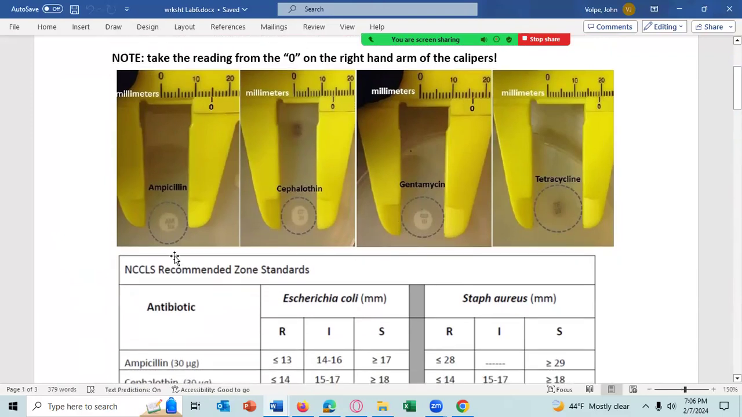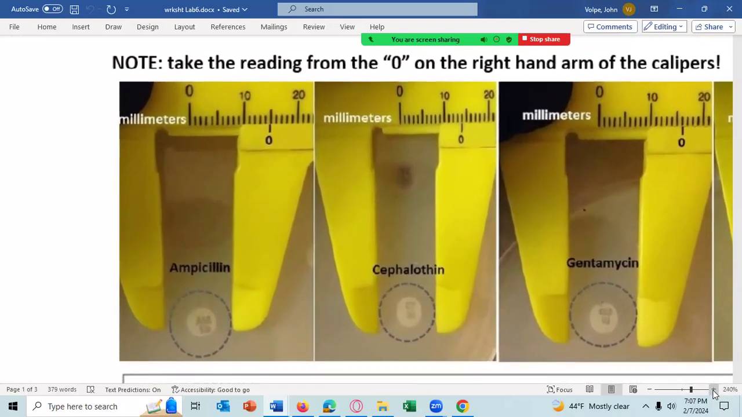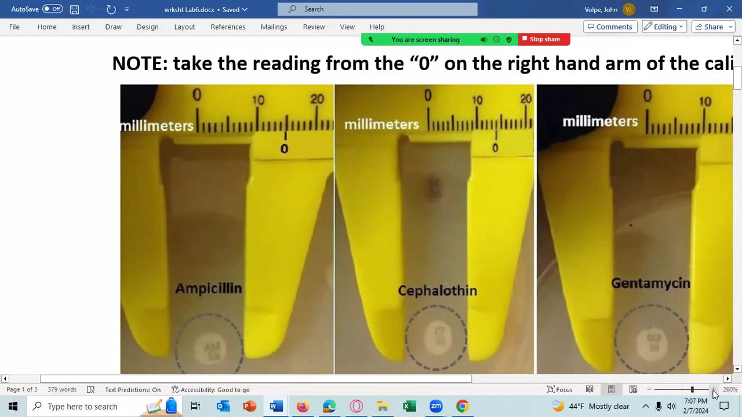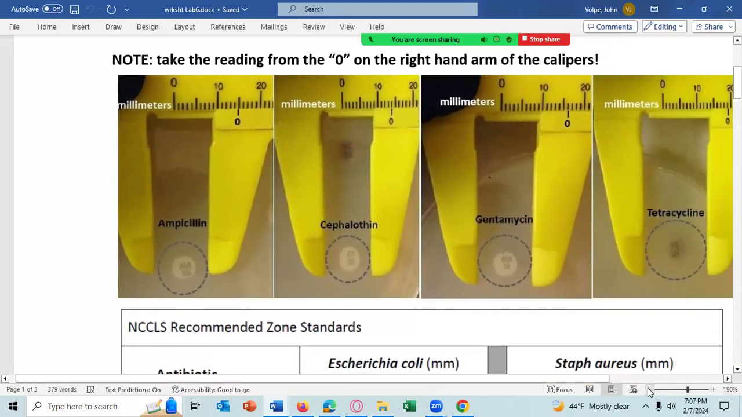So this is the antibiotic disc, and the antibiotic here is ampicillin. This is the size of the zone of inhibition. We're measuring the size of the zone of inhibition by calipers. How you use a caliper is you do not read from here to here, which would be about 9.5. Let me blow that up. I can't blow it up here. Let me go that way. 9 to 9.5 millimeters if you were to read it there.